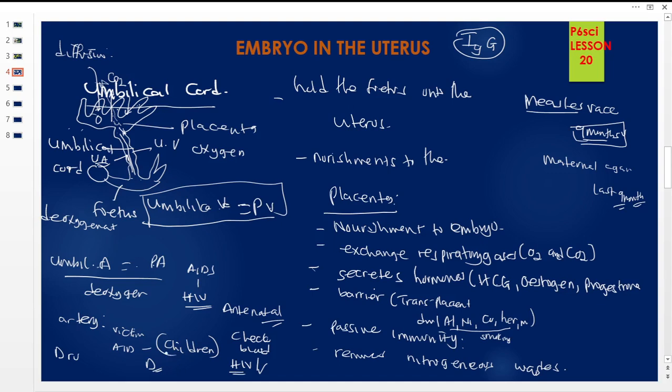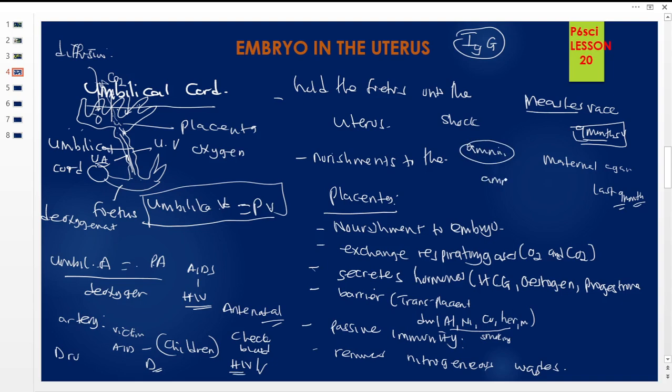Okay, so that has been the placenta. Then the amnion. We discussed that it acts as a shock absorber, whereas the amnion is the sac which is protecting the amniotic fluid and the fetus.